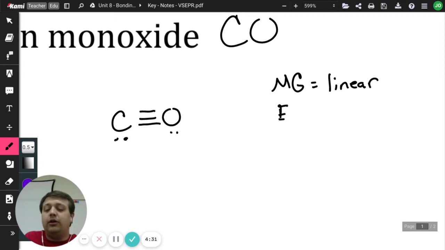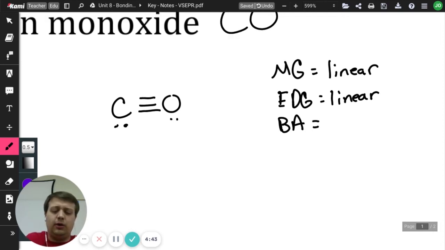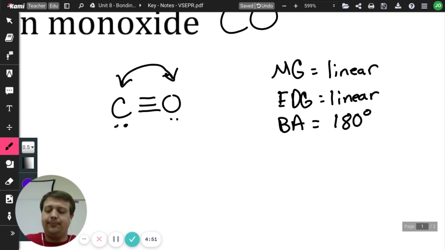The electron domain geometry is also going to be linear. My bond angle, well, looking at that, what is going to be the angle from here to here? Well, it's essentially halfway around a circle, right? So we've got 180 degrees. And then our hybridization. So for hybridization, remember that's how many things are attached.